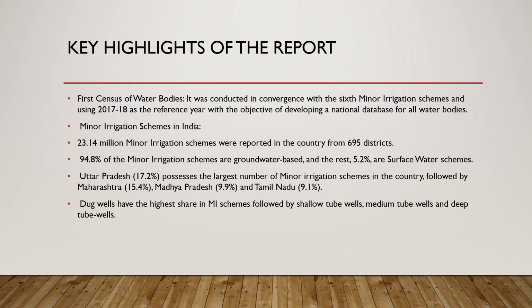Uttar Pradesh, with 17.2%, possesses the largest number of minor irrigation schemes in the country, followed by Maharashtra, Madhya Pradesh, and Tamil Nadu. Dug wells have the highest share in minor irrigation schemes, followed by shallow tube wells, medium tube wells, and deep tube wells.